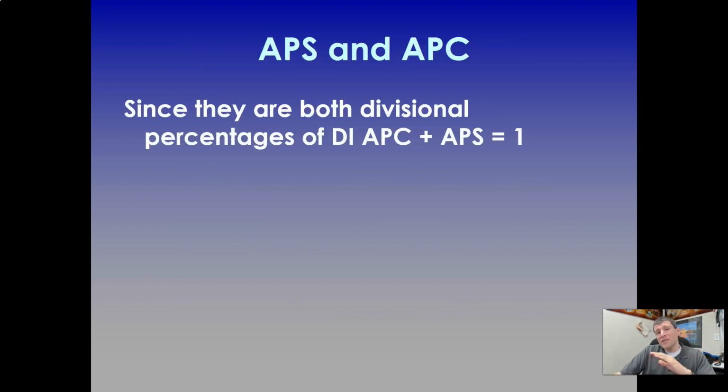Now this is important, and we see this with the marginal propensities also, is that APC and APS have to equal 1. One way or another, they have to equal 1. So in our case, we had 90,000 and 10,000 out of 100,000 income. That gave us 0.9 and 0.1, which added together are equal to 1.